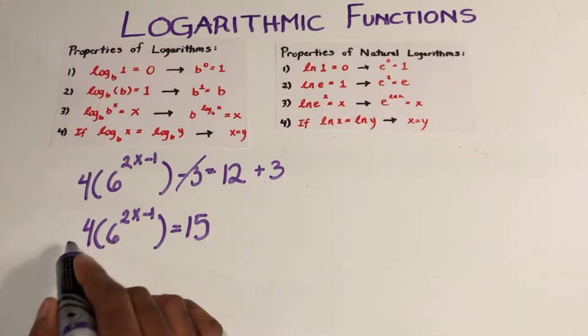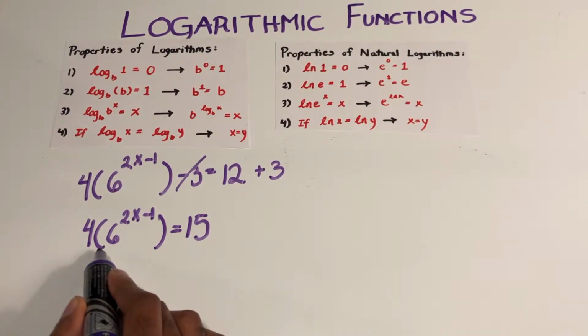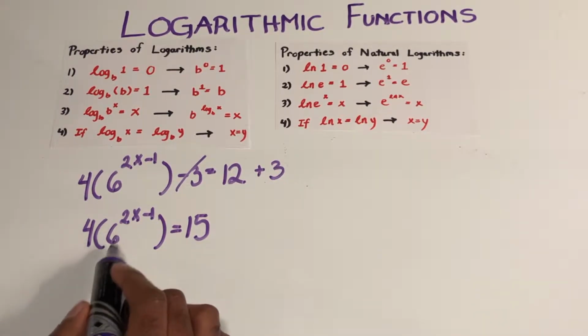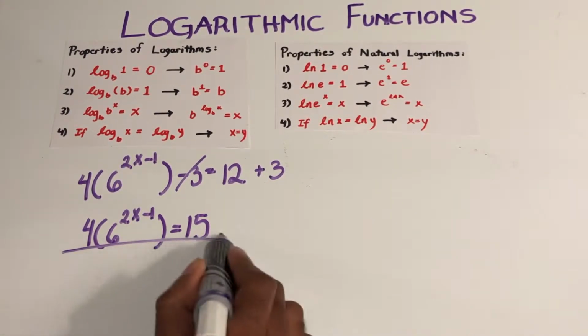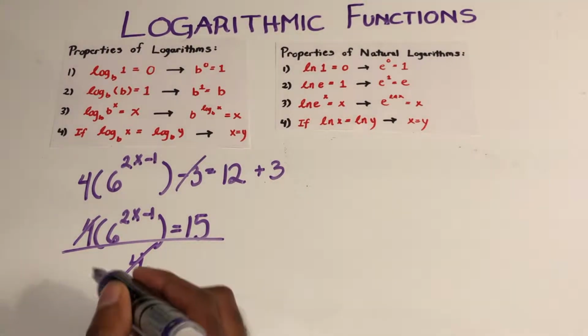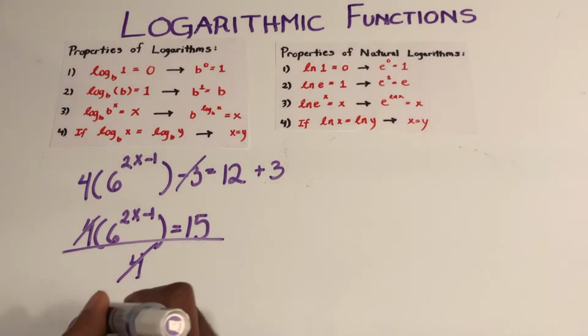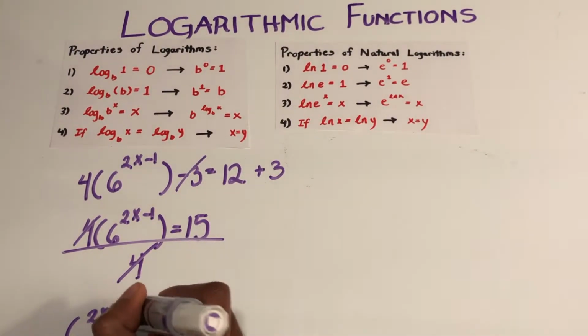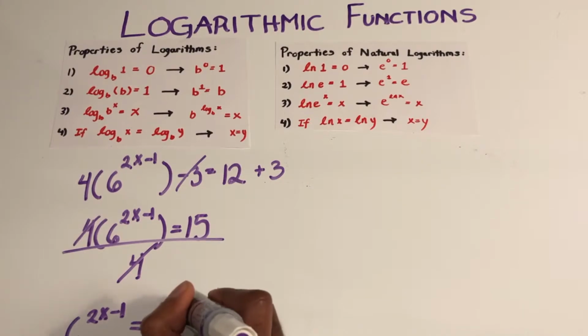Okay, now we have 4 attached to 6 to the power of 2x minus 1. We can divide by 4 on each side. It's going to get rid of the 4's here. We're going to end up with 6 to the power of 2x minus 1 is equal to 15 over 4.